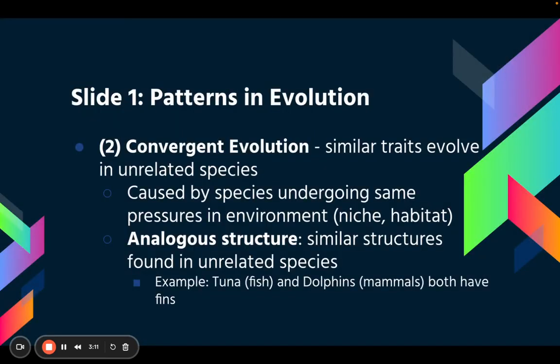Convergent evolution is another pattern or process in evolution in which organisms that are not closely related evolve similar traits, like similar body forms, coloration, or organs. But this occurs independently of one another. This is usually the result of undergoing the same evolutionary or environmental pressures, such as residing in similar habitats or having similar niches or jobs in the ecosystem in which they live. As a result, convergent evolution causes the formation of what we would call analogous structures to occur.